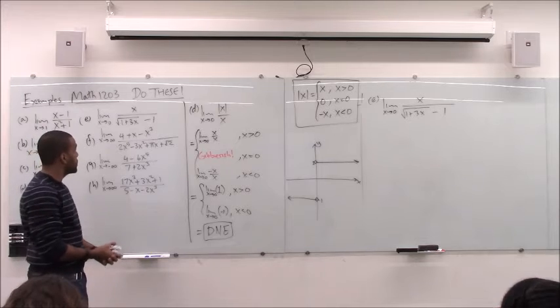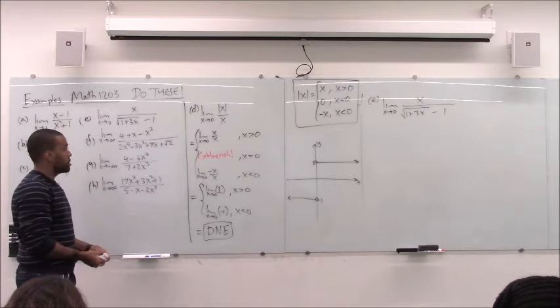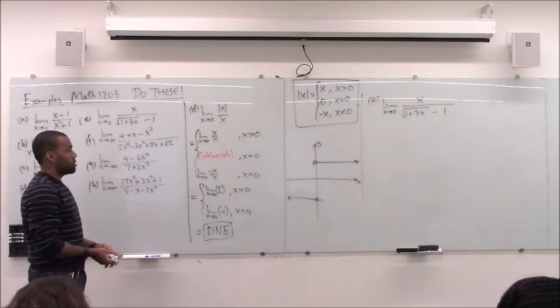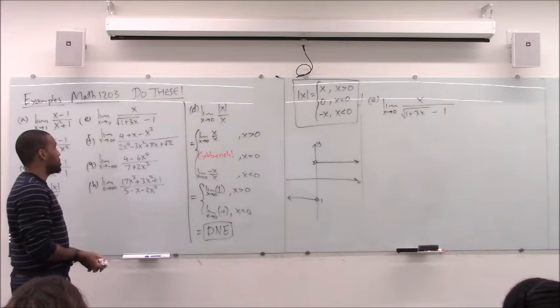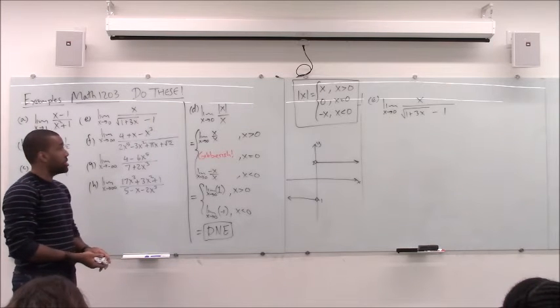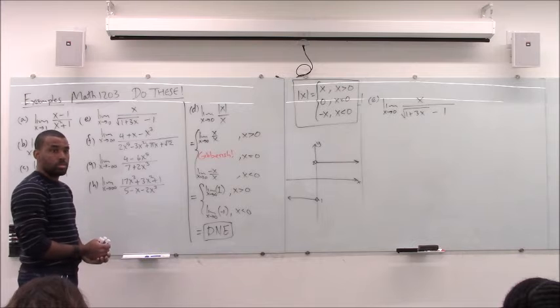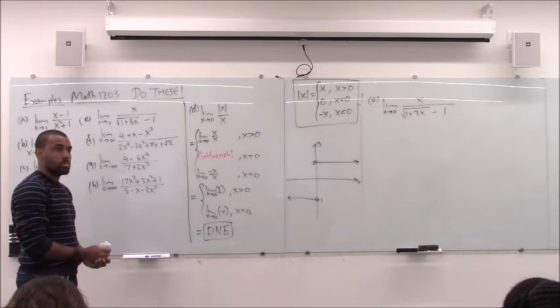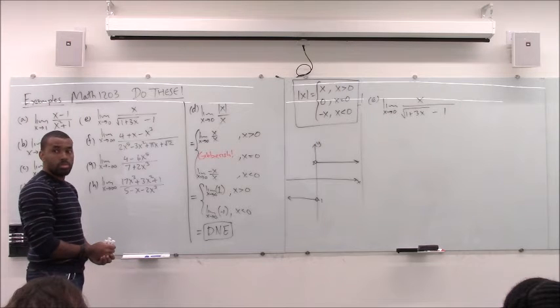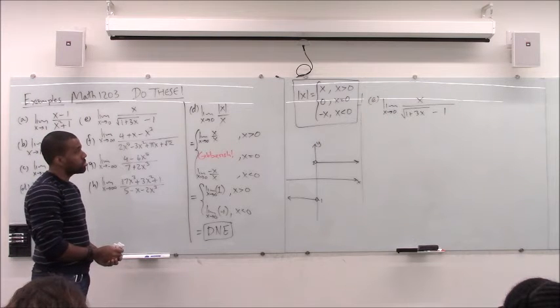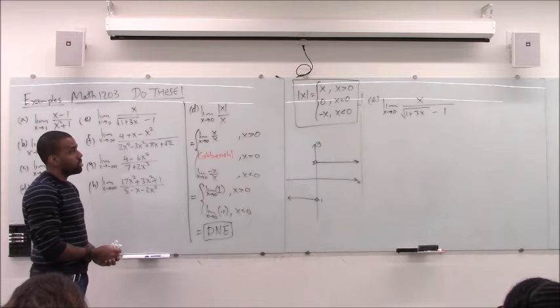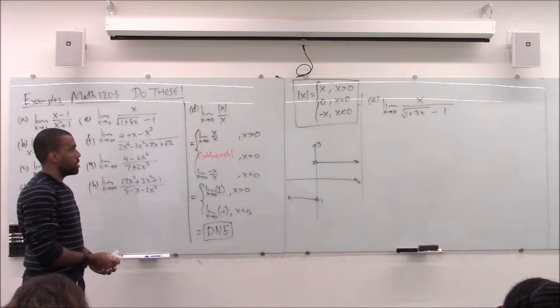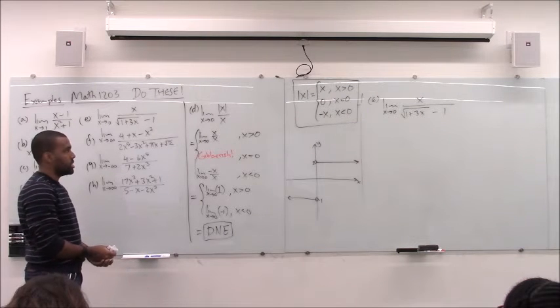Other ideas? So plugging in doesn't work. The next thing to try is to simplify so that we can plug in. Can this be simplified somehow? You could change the radical to a half, but that's rewriting and not really simplifying. Any other ideas?